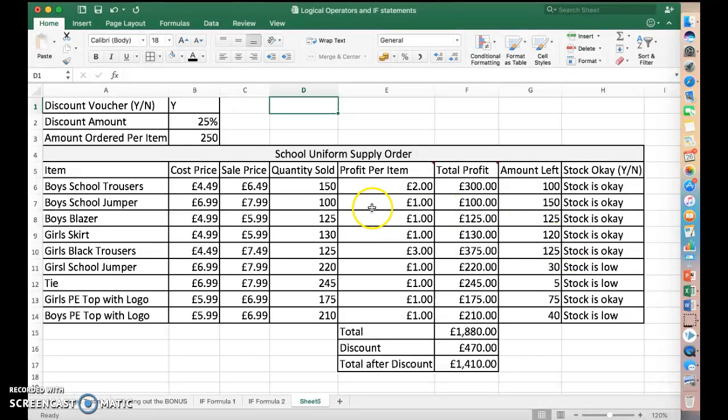Okay, so there you have it. Lots of complicated stuff in there, lots of advanced features, advanced if formulas, using them in here, using them here, and also using absolute cell references there. If you can master this and you've got a good understanding of this when you practice it, you're going to do really well in your controlled assessment.